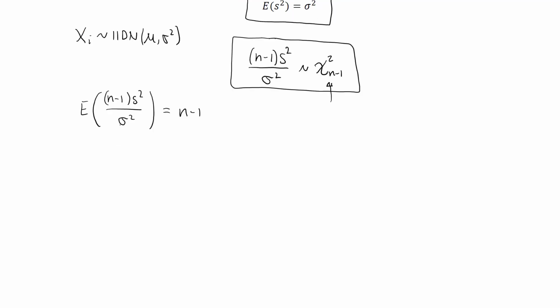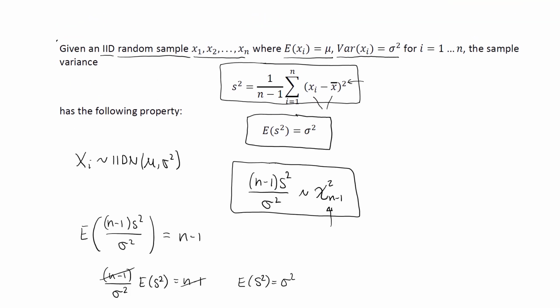In the expectation to the left, n-1 and sigma square are just constants, so I can take them outside. Then I have this. After cancelling n-1 and multiplying both sides by sigma square, we see that the expected value of s square is indeed sigma square. But keep in mind, it will hold no matter what the distribution of the xi's are, as long as the assumption is satisfied that they all have an expected value of mu and a variance of sigma square, and that they are IID.